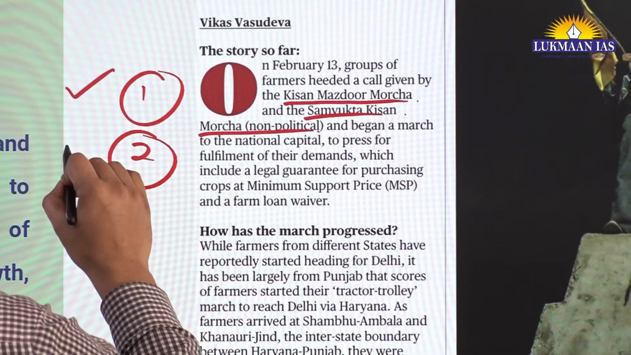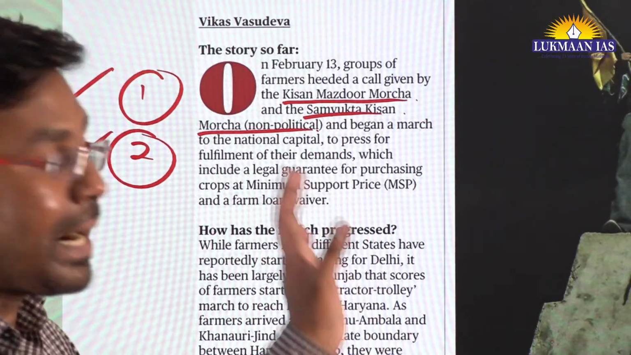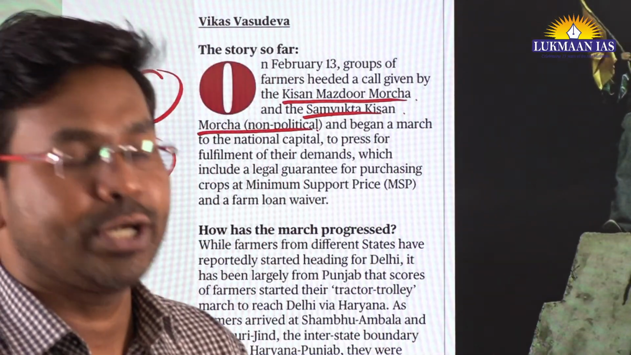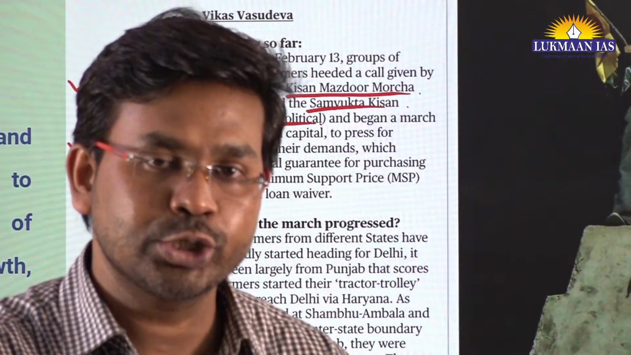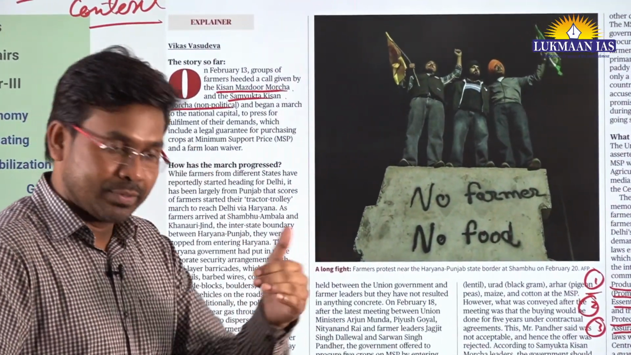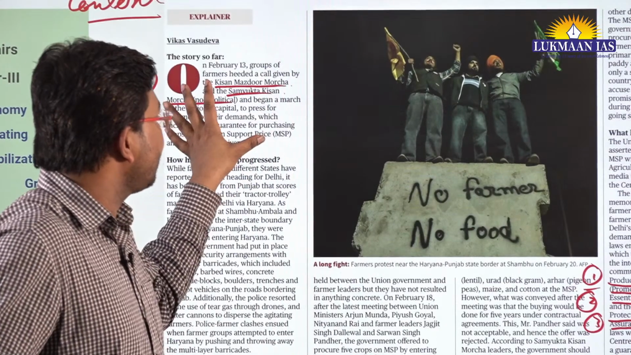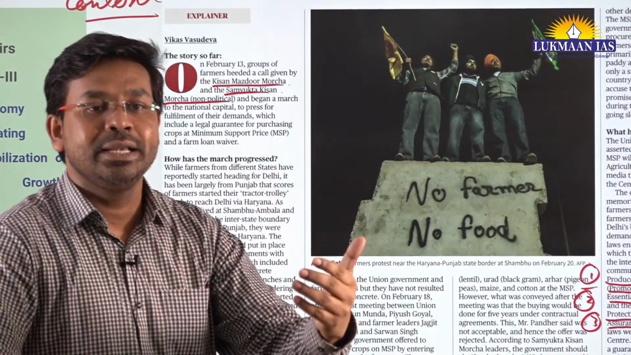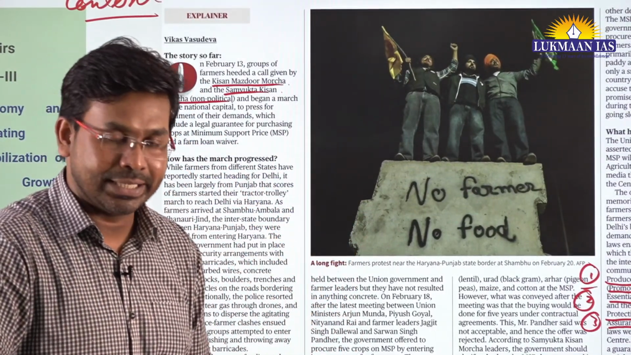So these are two farmers organizations who are participating in the protest. They want their demand to be accepted by the government. And not only this, during the interaction between the leaders of the farmers organizations and the leaders from the political party, right?